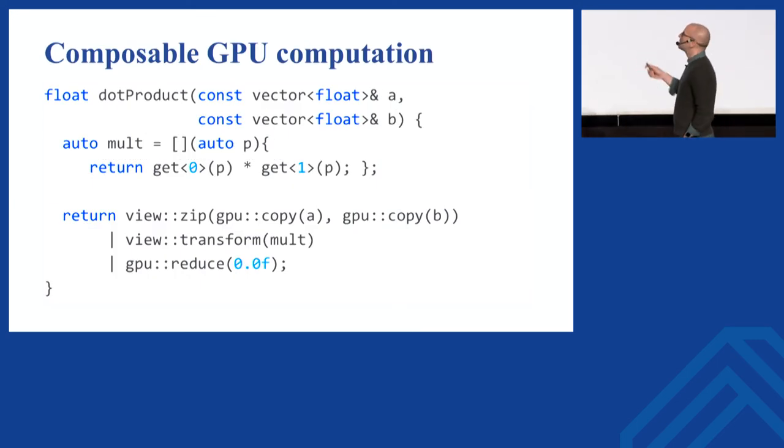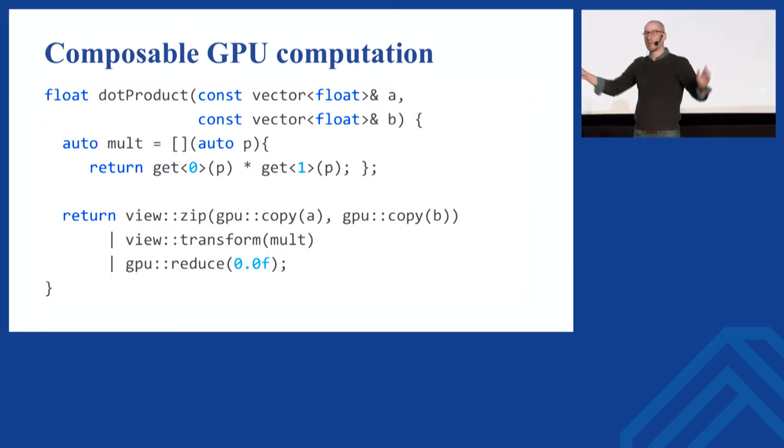Say you want to compute the dot product of two vectors. You copy the data, you lazily zip it, you can transform it using any sort of transform that you want, and then you reduce it. And this whole thing gets fused and executes all together on the GPU all at once. Any number of view adapters can get piped together, sent as input to a GPU algorithm, and all of it executes all at once, all together. No data round tripping. They achieved some really impressive performance wins doing this.